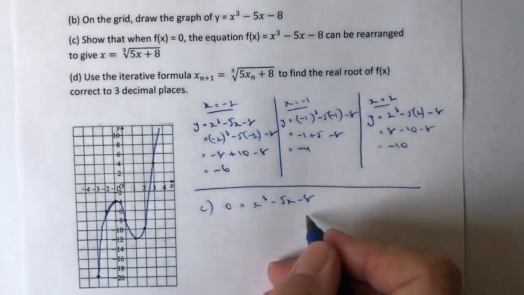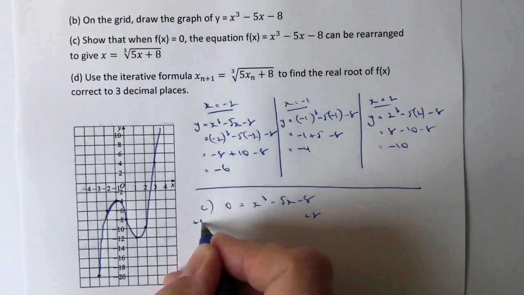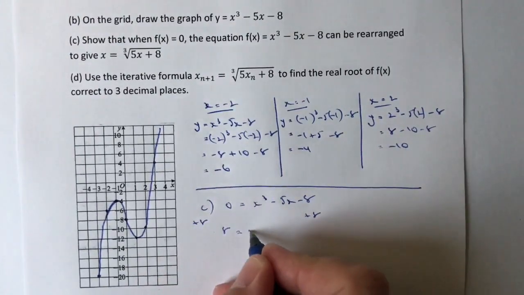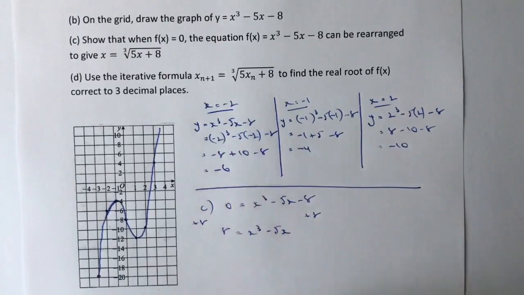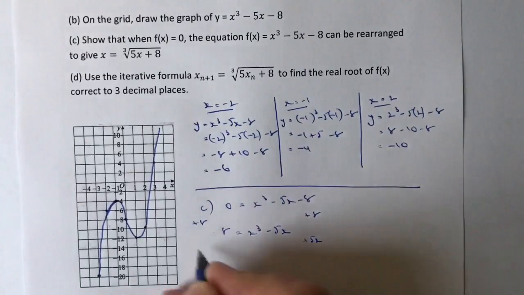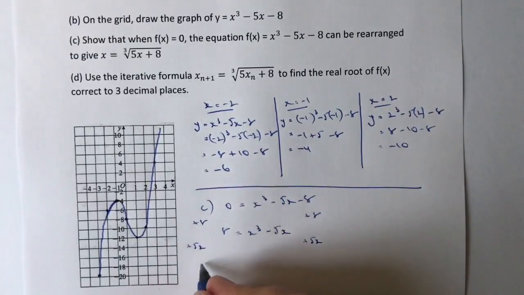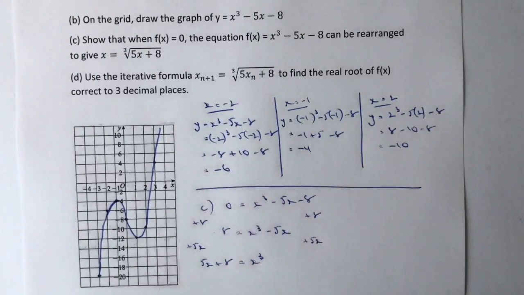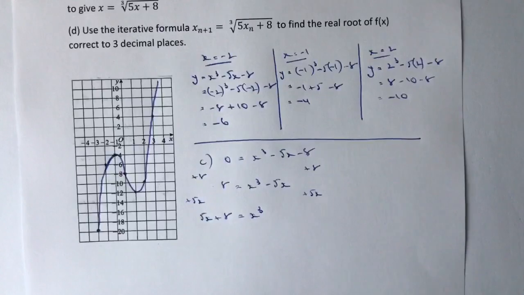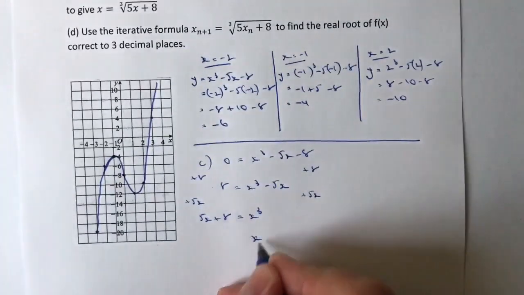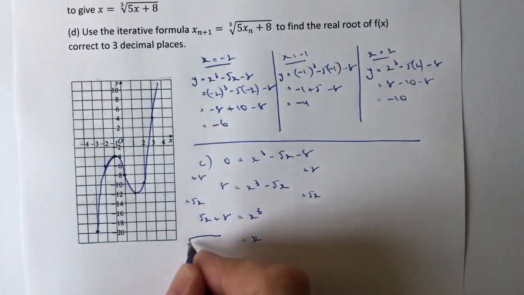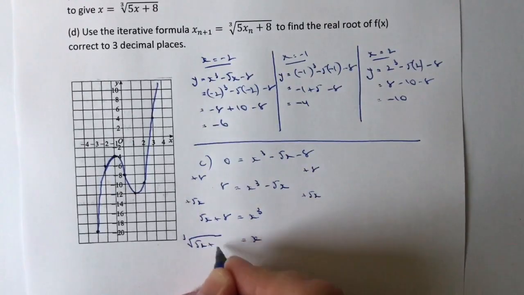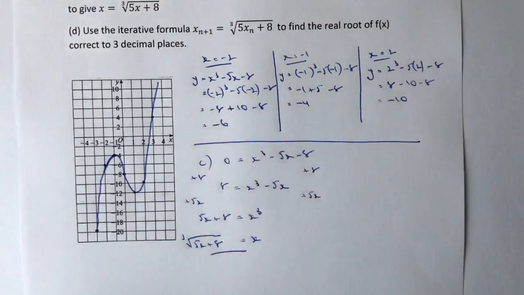So the first thing I'm going to do is add 8 to both sides, so I get 8 equals x cubed minus 5x, and then I'm going to add 5x to both sides. That's going to give me 5x plus 8 equals x cubed, and then I'm going to cube root it, as I mentioned before, so therefore x equals the cube root of 5x plus 8. And that will give me the answer to part C.